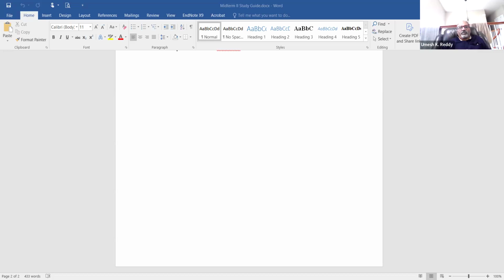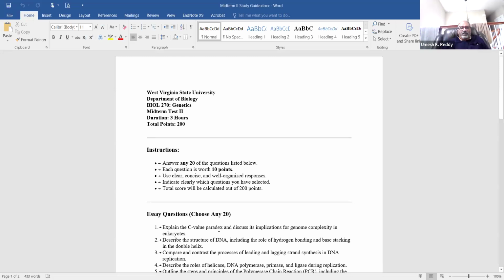So for this question, what we are going to answer is very simple. First point: the C value is nothing but the genome size. The genome size and biochemical complexity in the prokaryotes agree very well. But the C value is much higher in the eukaryotes and ranges quite a bit. That's why the biochemical complexity in the eukaryotes cannot be explained based on its genome size. That's all you need to write. That is 10 points. Does anyone have a question?